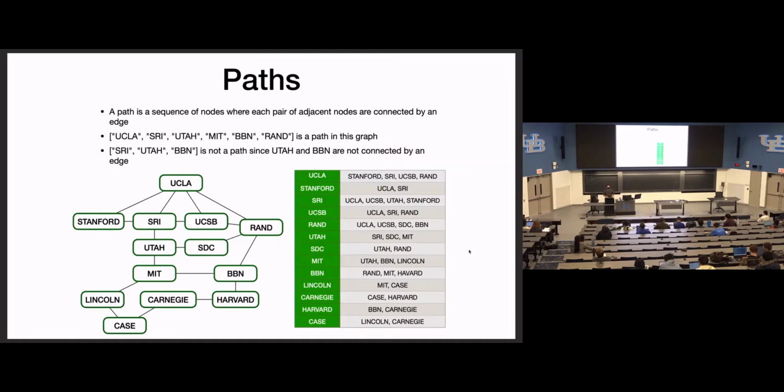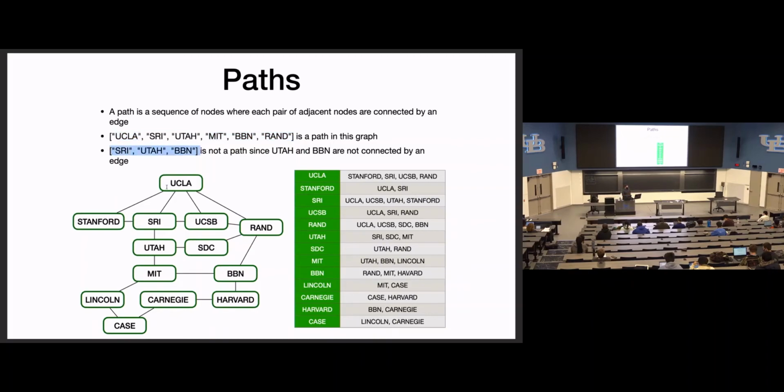So let's define another term. As with any new topic, there's a lot of vocab that comes along with this. Nodes we're already good with, but edges and now paths. A path through the graph is a sequence of nodes that are all connected by edges, where each adjacent pair of nodes is connected by an edge. So for example, UCLA to SRI, Utah, MIT, BBN, RAND is a path in the graph because whenever I went from one node to the next node, there was an edge connecting them.